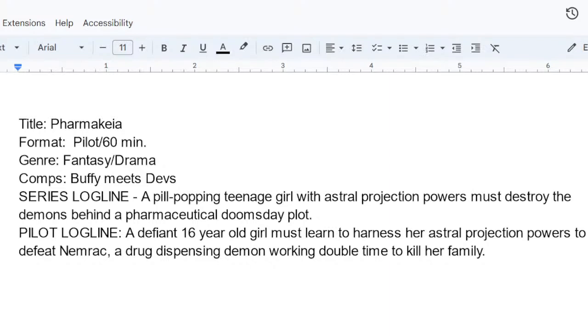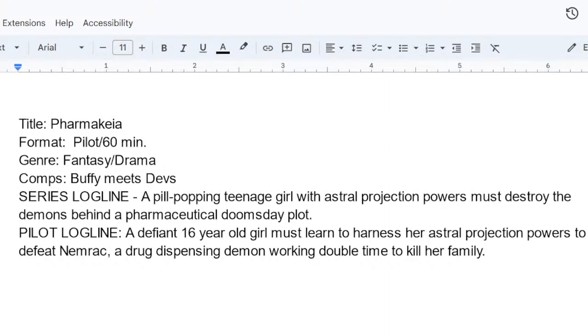I totally understand. I like the description of the main character. I imagine the pill popping might mean addiction problems, or it might just mean that this is her link to the pharmaceutical doomsday plot. So I see the connection there. I don't think you need to explain it way too much.